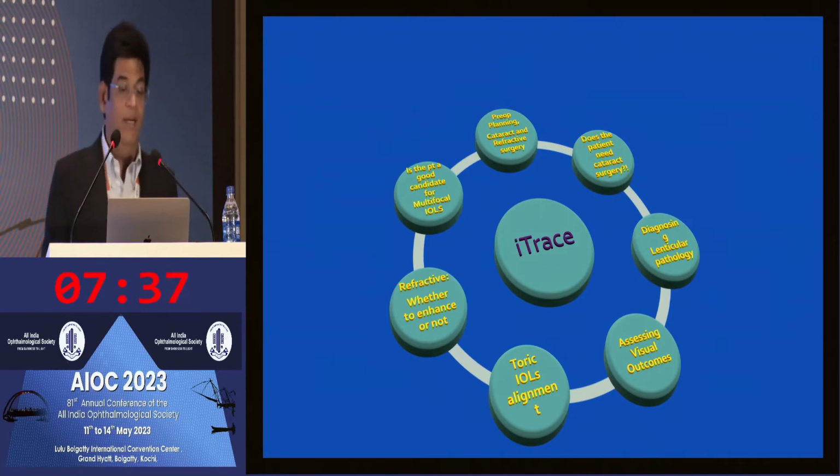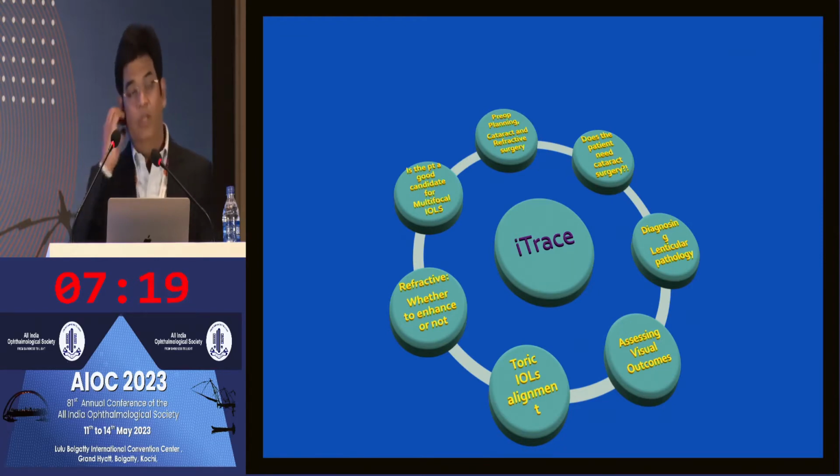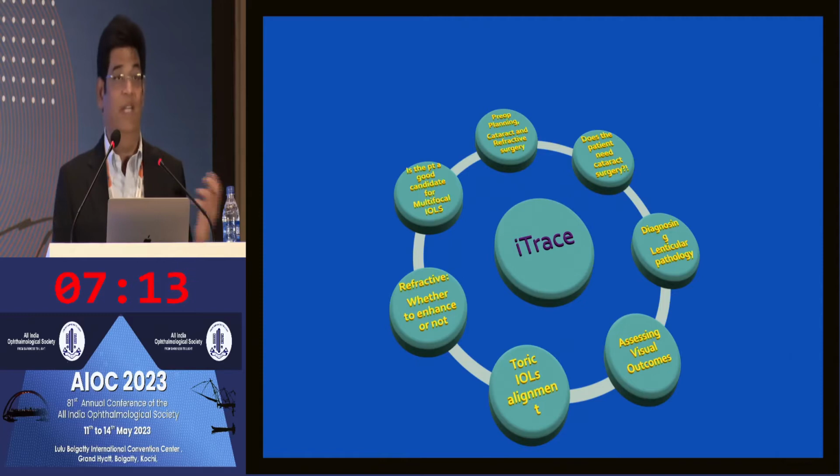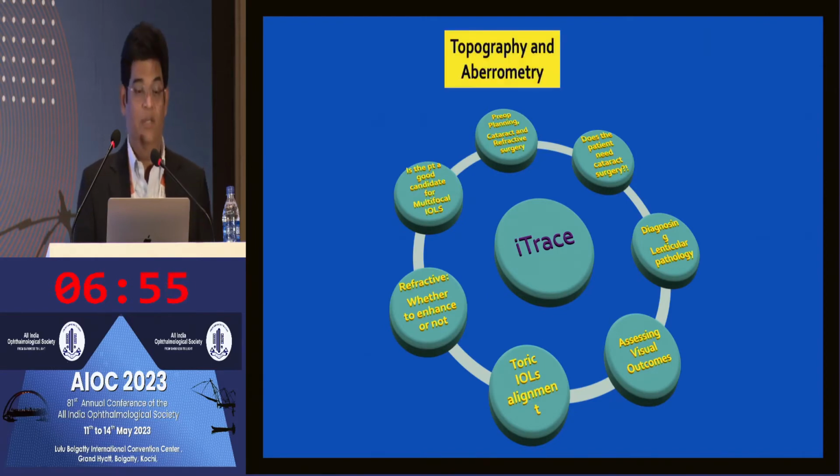Now, what can we use the eye trace for? We can use it for preoperative planning in cataract and refractive surgery, and we can also use it to decide whether the patient needs cataract surgery or not. We can use it to diagnose any lenticular pathology in patients, and also as one of the ways to assess the visual outcomes of cataract surgery, refractive surgery, or any other procedure. We can use it for toric IOL alignment, and in case of post refractive surgery patients, use this machine to decide whether the patient needs an enhancement or not, or whether the patient is a good candidate for multifocal IOLs or not.